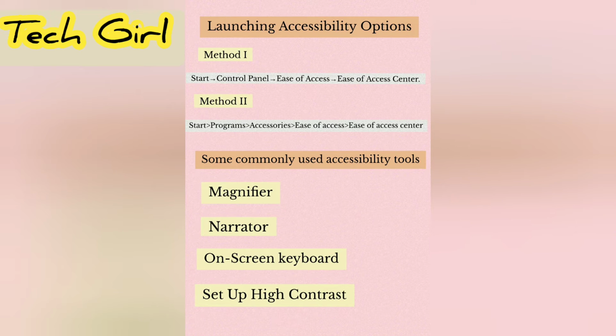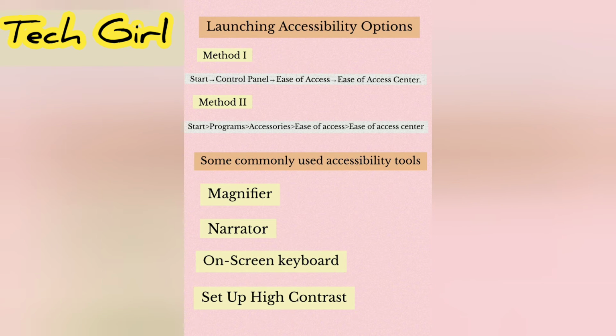The next option is narrator. As its name gives the information about it, it is a narrator. Besides reading the text on the screen aloud, it also describes some system events such as error messages, notifications, etc. while using the computer. You can activate the narrator by clicking on the start narrator option from the ease of access window.